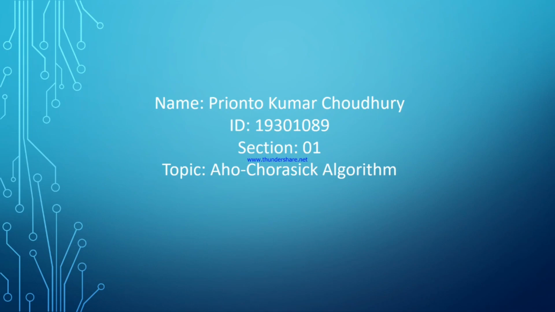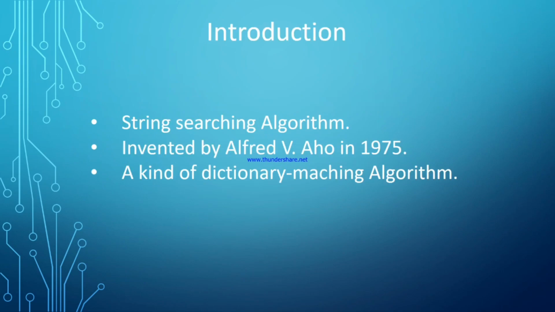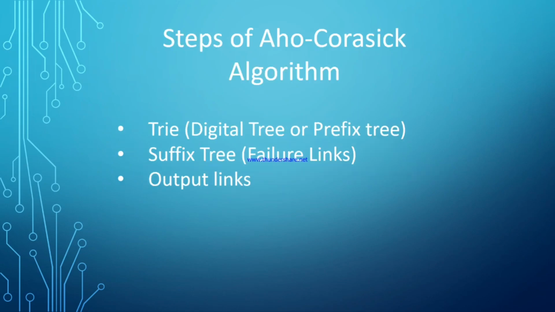Today I will discuss the Aho-Corasick algorithm. Basically, it is a string searching algorithm. It was invented by Alfred V. Aho in 1975. It is a kind of dictionary matching algorithm that locates elements of a finite set of strings within an input text. So these are the three steps of the Aho-Corasick algorithm.